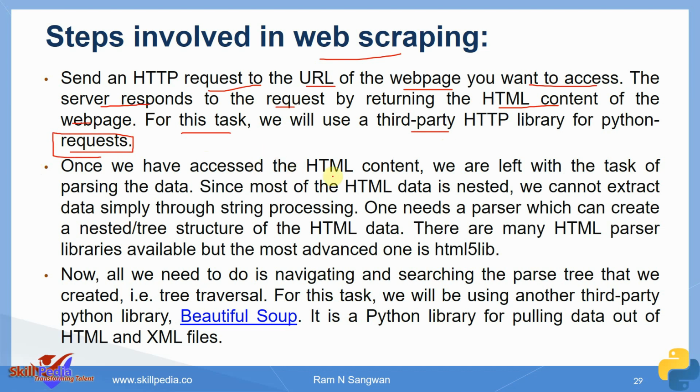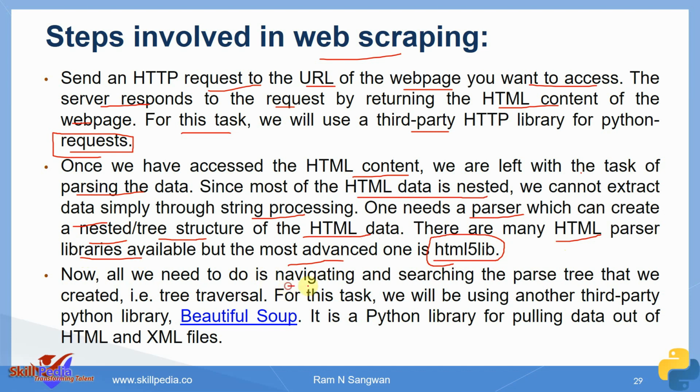Once we have accessed the HTML content, we are left with the task of parsing the data. Since most of the HTML data is nested, we cannot extract data simply through string processing. One needs a parser which can create a nested tree structure of the HTML data, which we have seen. There are many HTML parser libraries available, but the most advanced one is html5lib.